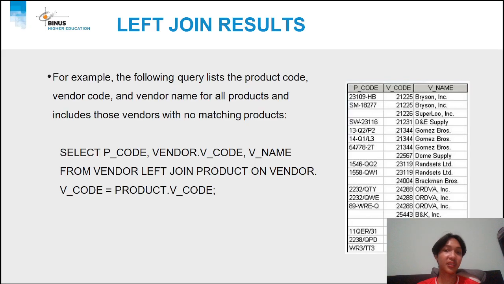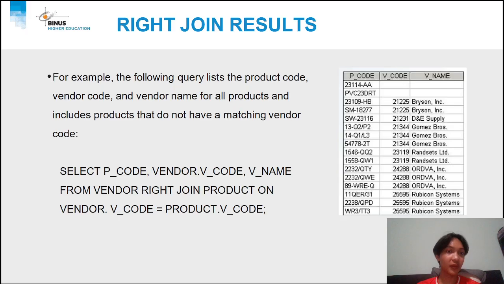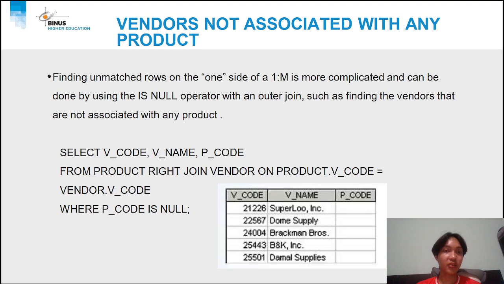Example: the following query lists the product code and vendor name for all products, including just vendors with no matching product. And there's some syntax and code, as you can see. And also in here, vendors not associated with any product. Finding unmatched rows on the one side of a one-to-many is more complicated and can be done using IS NULL. Null is like a zero value in the database. Operate with unjoined rows, such as vendors that are not associated with any product.